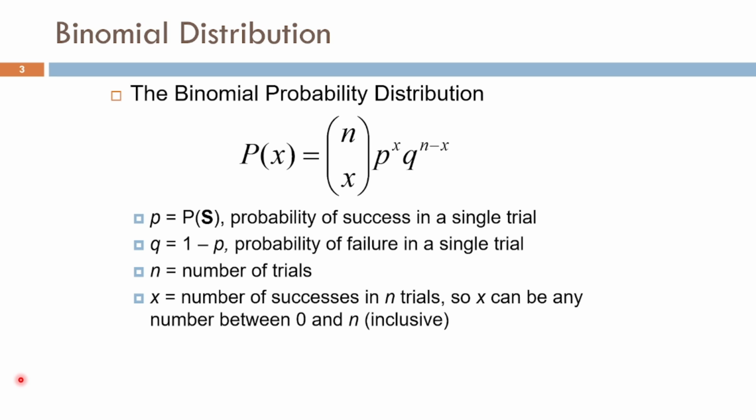Binomial distribution is for a discrete random variable with n number of tries, and each try has two outcomes, either success or failure only. P is the probability of success, Q is the probability of failure, n is the number of tries, and X is the number of successes in n tries. X can be any number between 0 and n.